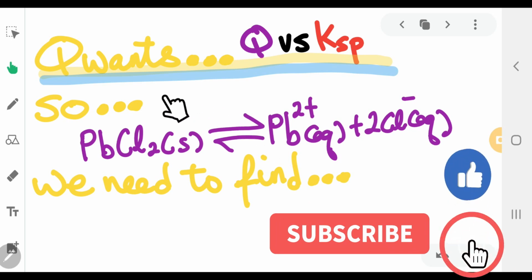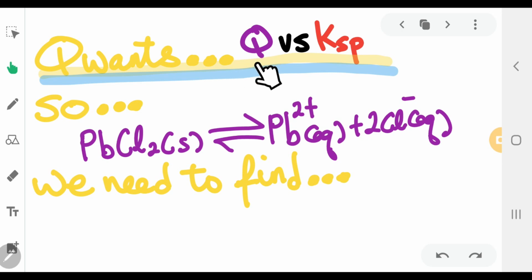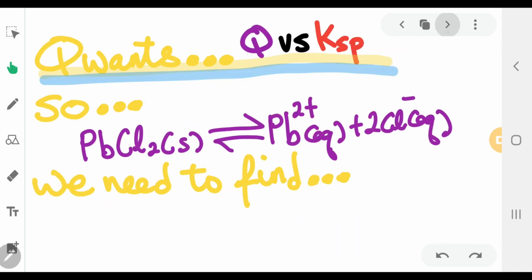Okay, now we need to know what the question wants. The question wants you to find out the value of Q so that you would be able to compare the value of Q with the given Ksp. The given Ksp is right there, which is 1.7 times 10 to the power of negative 5. And we need to find the value of ion product Q so that we would be able to know, is it going to be smaller than Ksp? Is it going to be equals to Ksp, or is it going to be bigger?